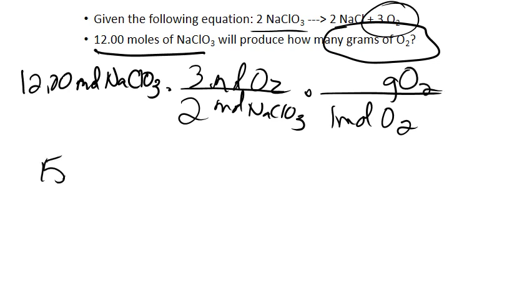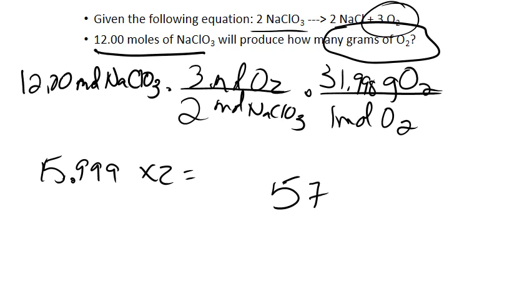So you have to take the mass of oxygen and multiply it by 2. I'm going to put it up here, 31.998. Okay, and then I'm done. That's it. Okay, that one was only 2 added steps. So do your calculation. So I did 12 divided by 2 times 3 times 31.998, and I got 575.964 grams of O2.